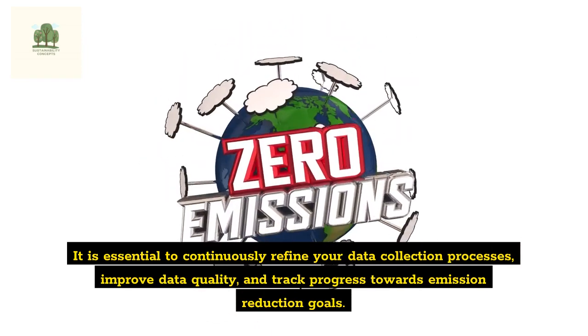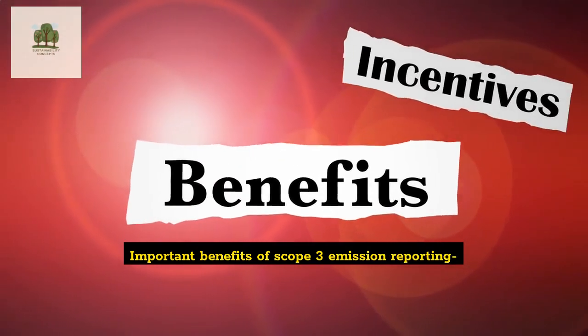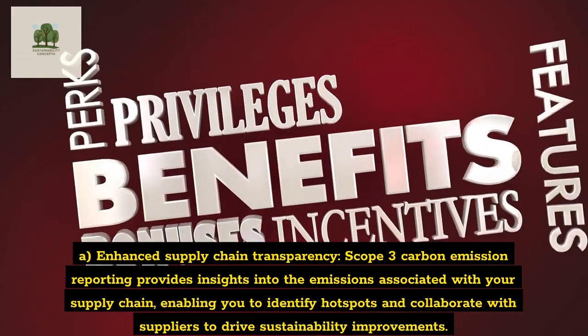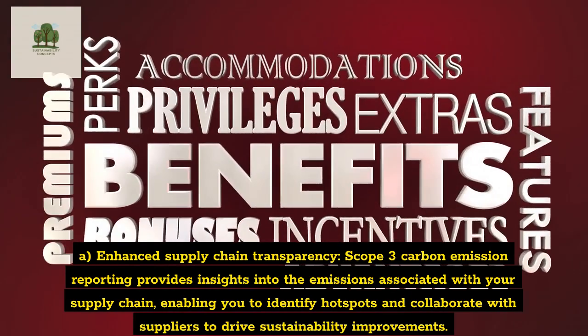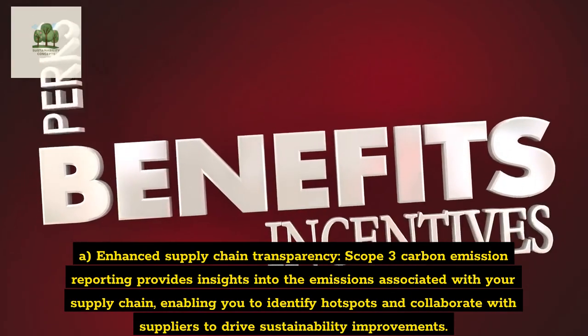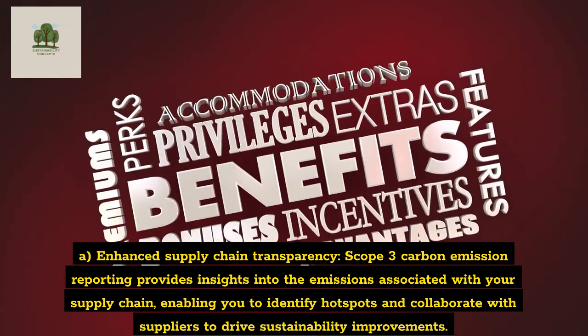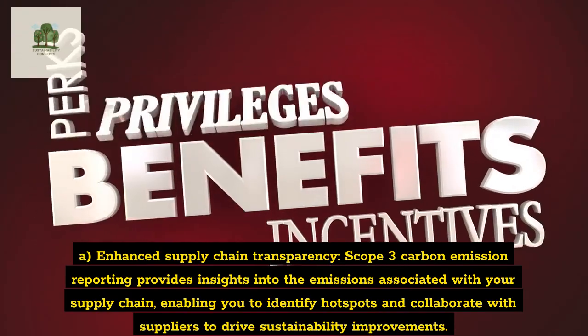emission reduction goals. Important benefits of Scope 3 emission reporting. A. Enhanced supply chain transparency. Scope 3 carbon emission reporting provides insights into the emissions associated with your supply chain, enabling you to identify hotspots and collaborate with suppliers to drive sustainability improvements.